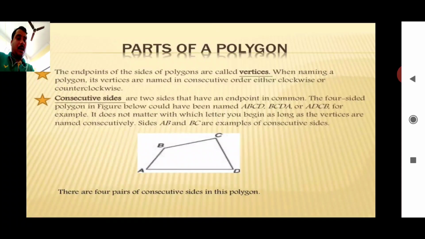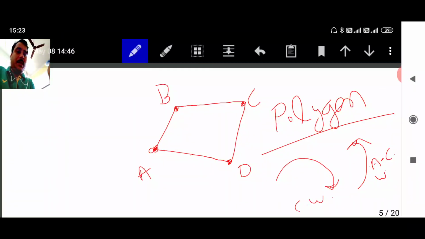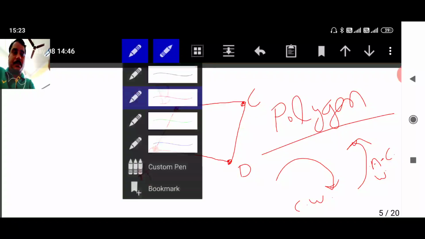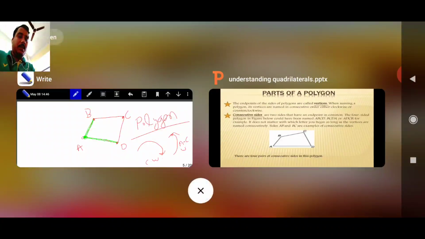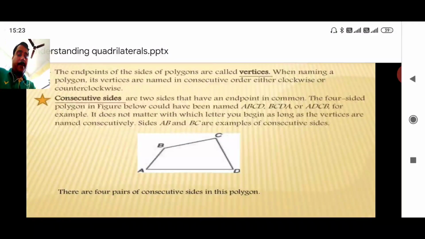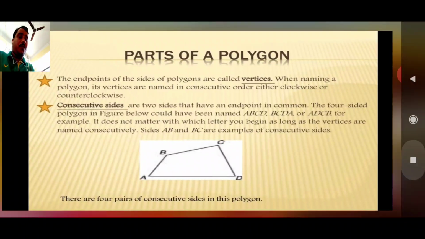Here are two consecutive sides, meaning this side and this side are known as consecutive sides because they have one point in common, A. Okay, is that clear to you? There are four pairs of consecutive sides in this polygon. Four pairs of consecutive sides.